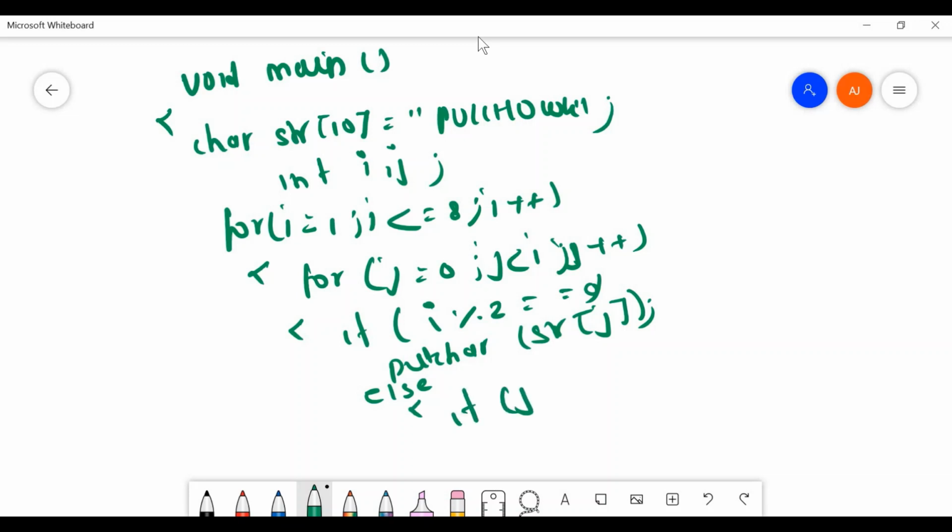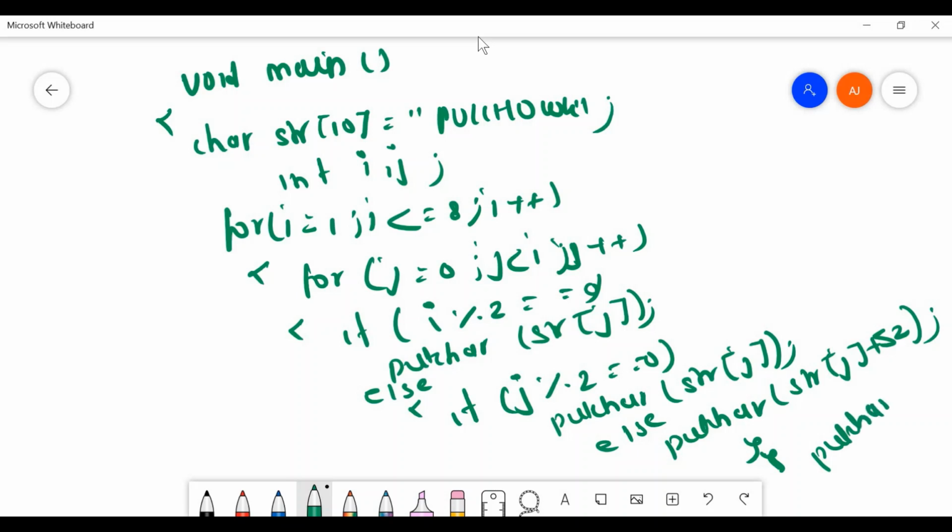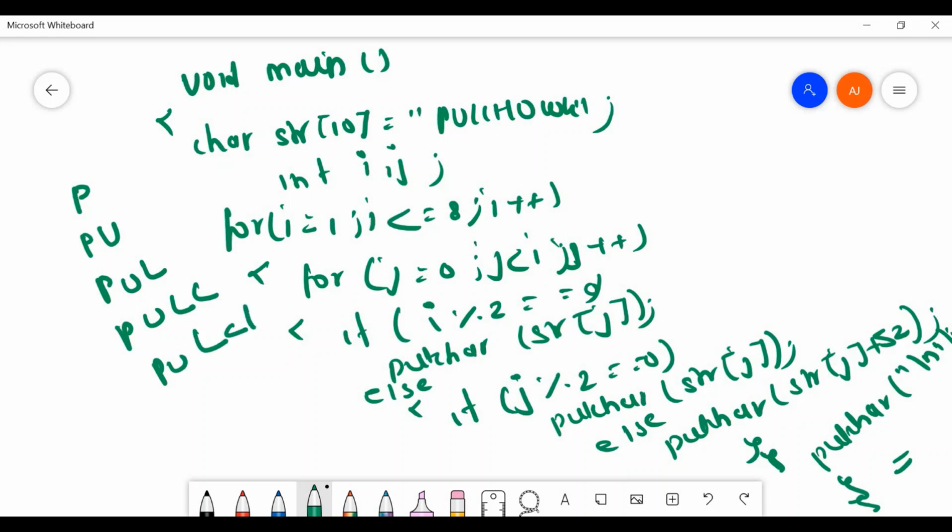in the else part, if j mod 2 equals 0, we have putchar str j, else putchar str j plus 32. Next I'll end both brackets, and in this line I'll print putchar slash n. Okay, fine, so this is the code. You can see here the pattern is capital small, capital, capital, capital, small, capital, and so on. So this is the code for this, and I think I have solved it.